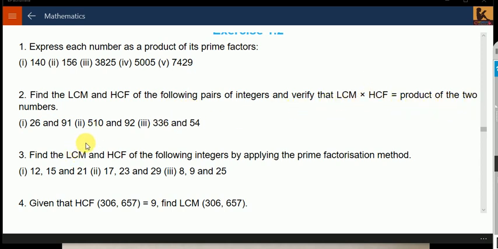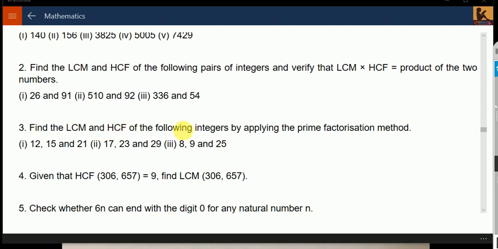This I have already explained to you. You can find the LCM and HCF by prime factorization, and then multiply those two numbers and verify whether the product of the two numbers is equal to the product of the LCM and HCF of those two numbers. Similarly, you can find the LCM and HCF of three numbers. Just find the prime factorization.